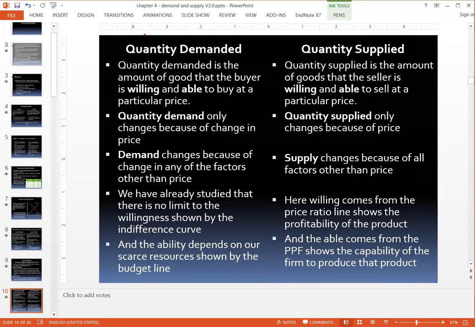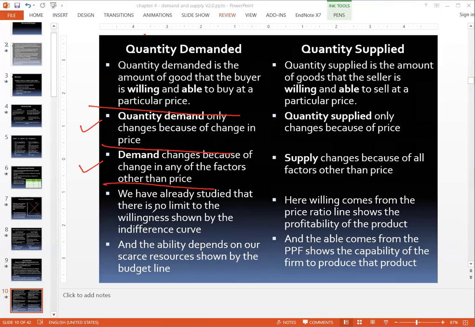So quantity demanded changes only when there is a change in price. This is something you have to remember. Demand changes because of factors other than price, and we'll see that in the graph later on. So quantity demanded only changes when there is a change in price. If anything other than price changes, then it will change the demand. Okay, we'll go towards that in detail.